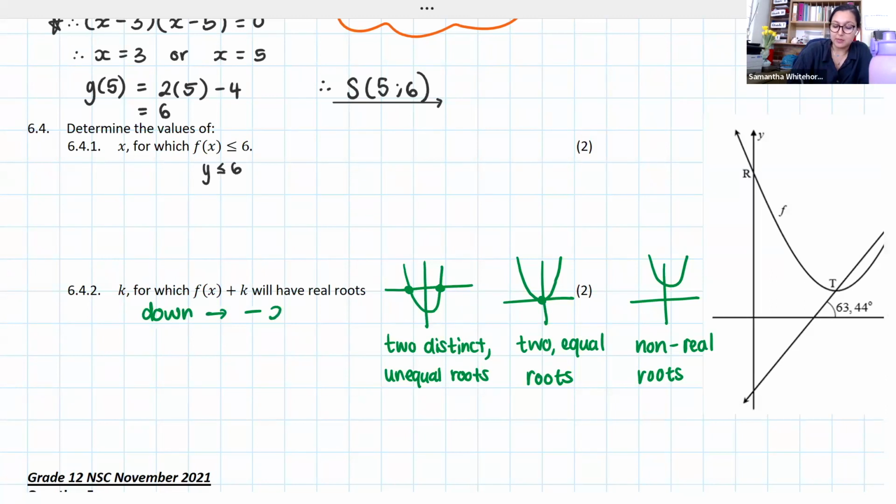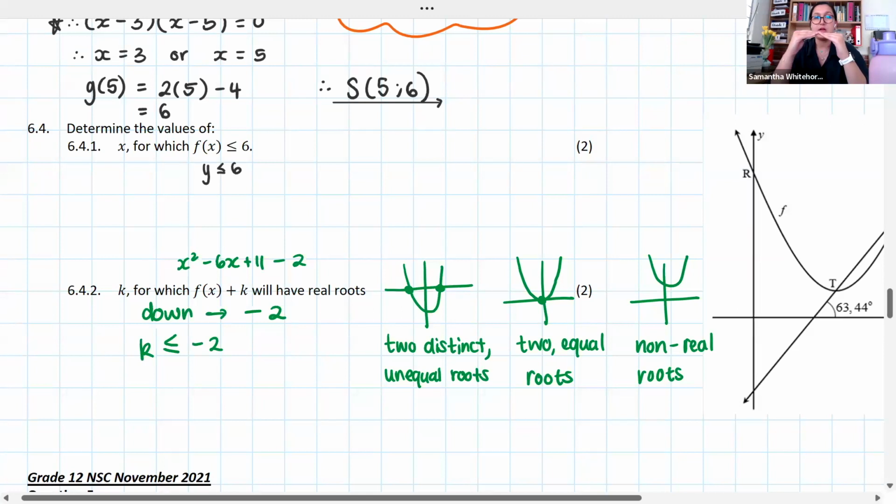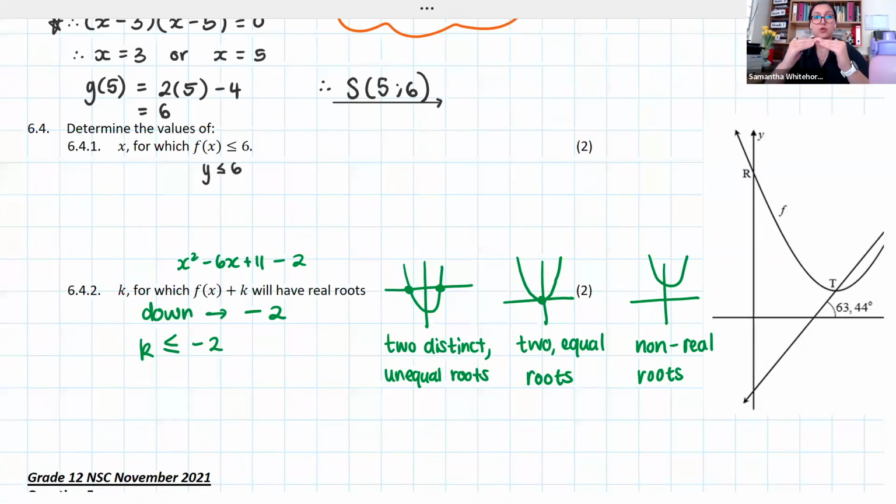So what that means is a movement down would be indicated by a -2 value. Now remember, f of x was x squared minus 6x plus 11. I need to move it 2 units down. So I'd be adding a -2. So as long as k at least is -2, we will have real roots, and it has to be less than or equal to -2. Now, why less than -2? Less than -2 keeps going more and more negative. So it'd be -3, -4, -5. That means 3 units down, 4 units down, 5 units down. That's exactly what I want.